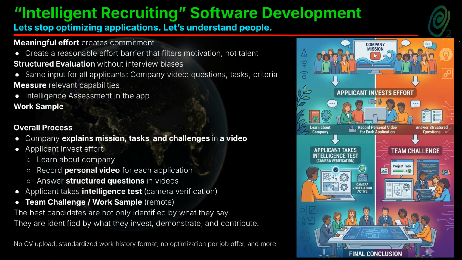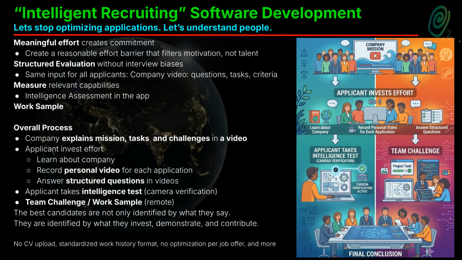So we are working on a software development we call intelligent recruiting so far. We want to stop optimizing applications. We want to go and understand people. In this concept, there are, let's say, 4 cornerstones. First of all, there should be some meaningful effort created by the whole thing. You want to have some reasonable entry barrier to filter out the less motivated people, but you don't want to filter out the talent which is motivated.